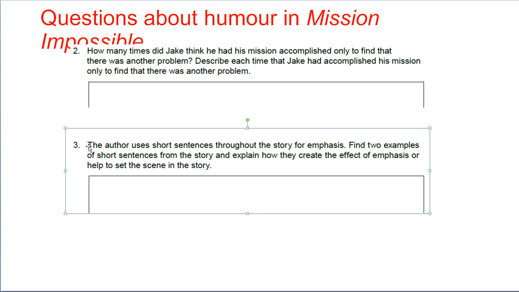Right, the author uses short sentences throughout the story for emphasis, and we were just looking at that before. Find 2 examples of short sentences from the story and explain how they create the effect of emphasis or help set the scene in the story. Now, I've already told you at the bottom of page 11, the beginning of page 12, where the parents are in the games room having a standoff. So that's one example of how Morris Gleitzman has created suspense and built up tension between characters for emphasis. He's helping to build up your view of these families as having a bit of a Mexican standoff, staring at each other.